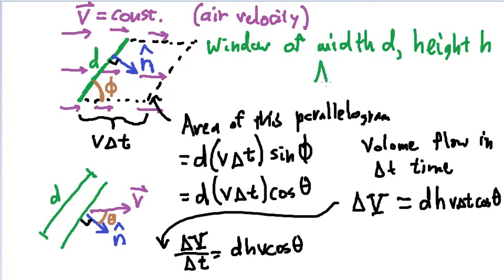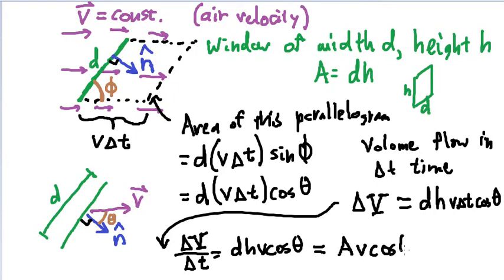Okay, now from this we can simplify this a little bit. First of all, we can go down then and say delta v is your volume over delta t. Delta t, that's a little better. Okay, this is your delta t. We're just bringing this under here and saying this is equal to dhv cosine theta. So far, that's all right.